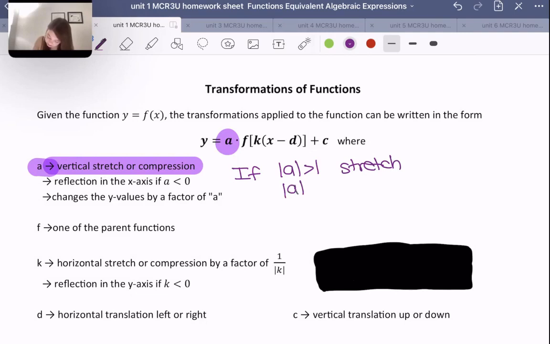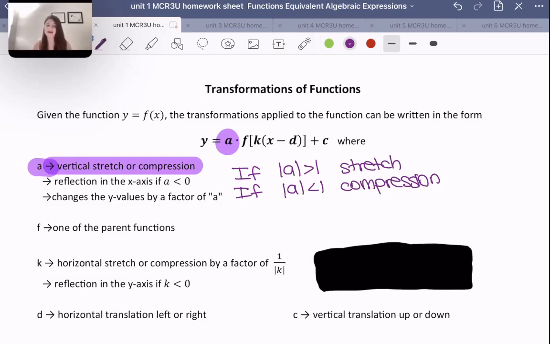And if the absolute value of A is less than 1, then it's a compression. Simple as that. And if the absolute value of A is equal to 1, then do nothing. Okay, so that's the first thing that A tells us. It tells us if it's a stretch or if it's a compression.